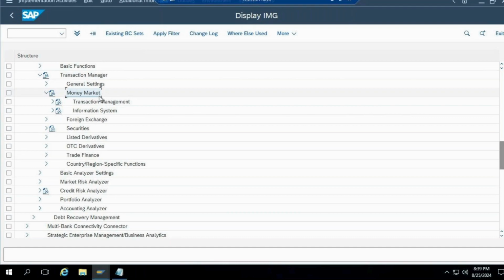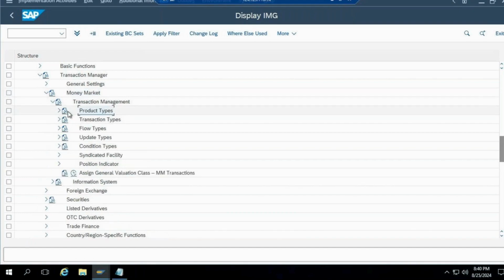Let's say we take a current account from the bank, right? We take loans from the bank. At the time of issuing commercial paper, we take the help of a bank to issue it. We also take various facilities from the bank: current account, various loans, short-term loan, cash credit, overdraft facilities, everything we take from the bank. And that's why under the money market, under the transaction manager, you can see product type.